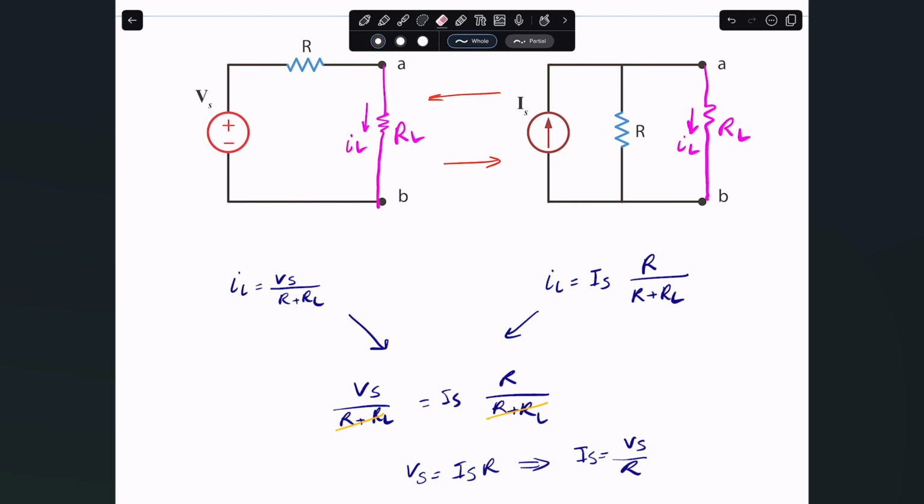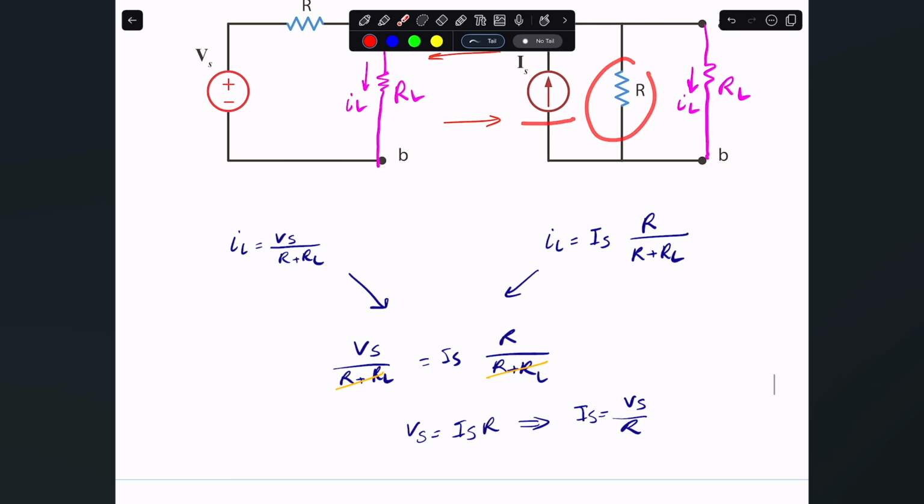What this tells me is that if you have a voltage source connected in series with some sort of resistor, you can convert it to a current source that is connected in parallel with the same resistor, and this is the equation that you use. So if you have Is and you want to convert to Vs, all you have to do is multiply by R. However, if you have Vs and convert it to Is, all you have to do is divide Vs by R.